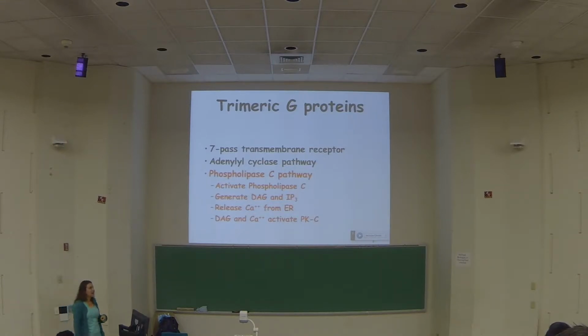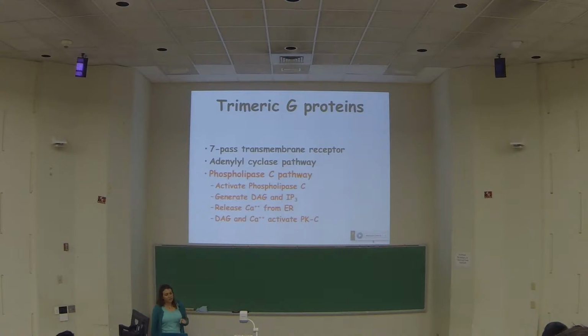We hydrolyze that GTP on the G protein, which is activating protein kinase C. We turn off that protein kinase C, we stop the downstream parts of that pathway. We reset our G protein. The GDP reassociates with gamma and beta subunits and waits for the next signal.